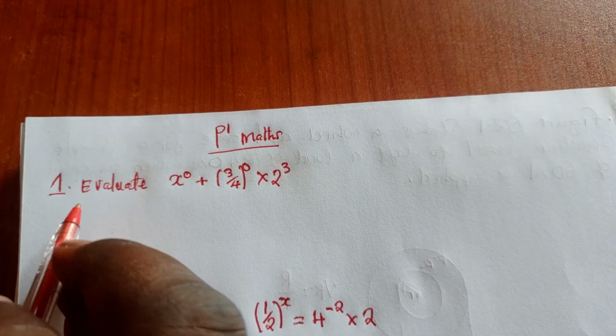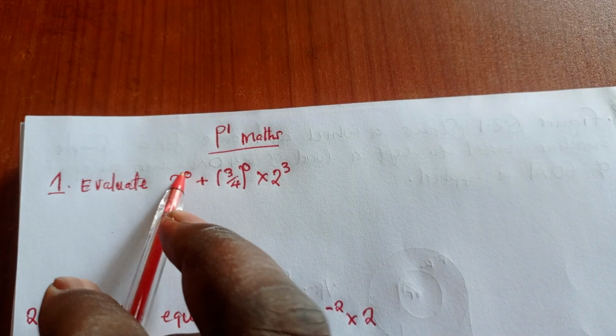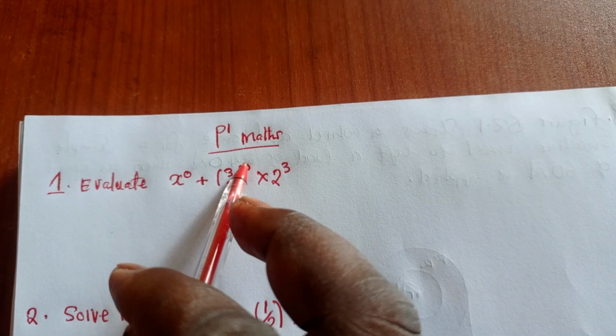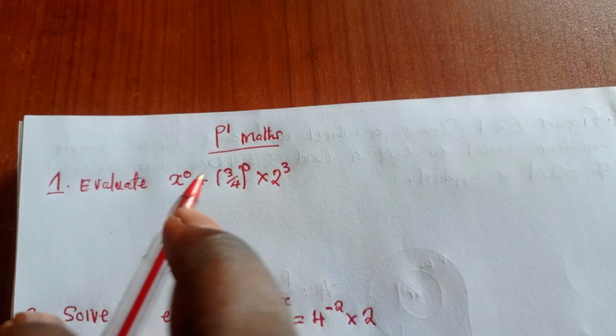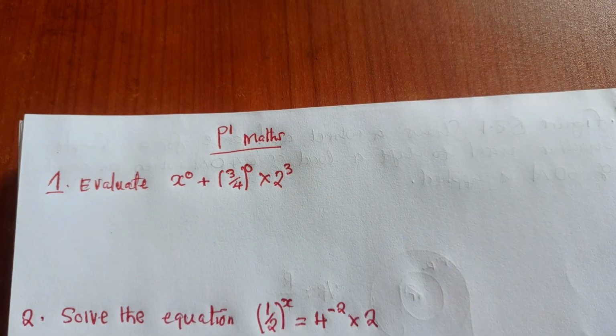So, question number 1: evaluate x to the power 0 plus (3/4) to the power 0 times 2 to the power 3. They want us to find the value of this expression here.